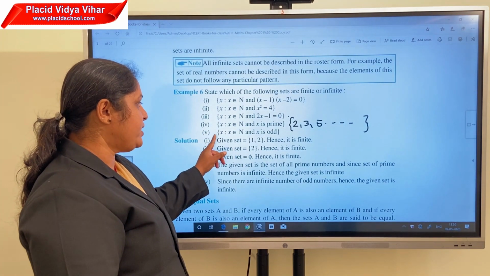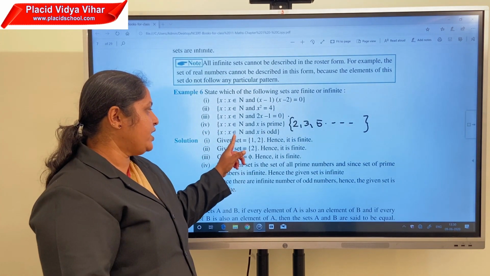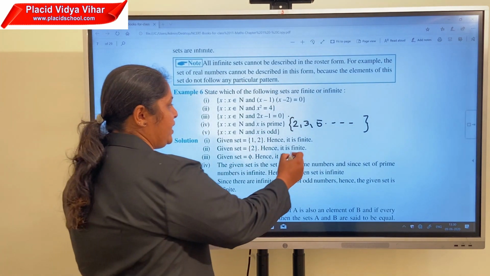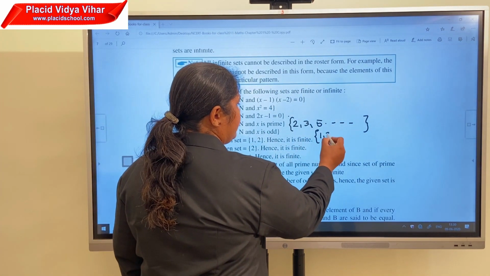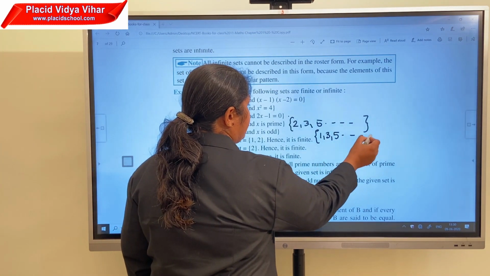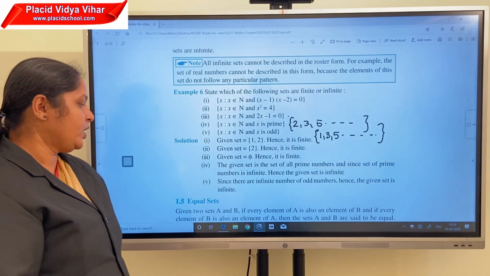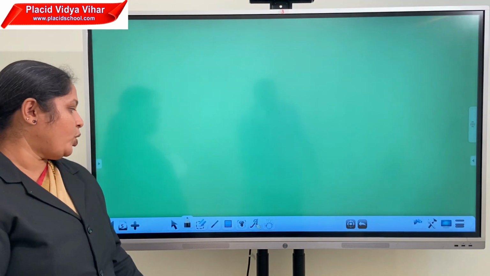And the fifth one, set x such that x belongs to the set of natural numbers and x is an odd number. That means it is the set 1, 3, 5, etc., till infinity. That is again an infinite set. Now we'll move on to exercise 1.2.